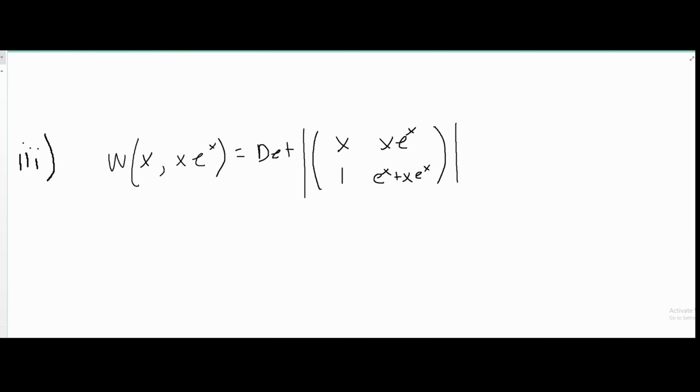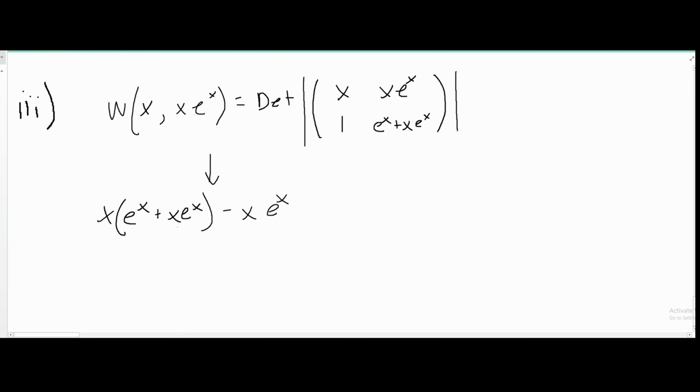So after we plug everything into our Wronskian, this is our y1 and our y2. So this is our y1 column and this is our y2 column. Now we have to multiply these two and subtract the product of these two. So from here we get this. Once we factor this x in, we can see that these cancel out and we're just going to be left with an x squared e to the x.